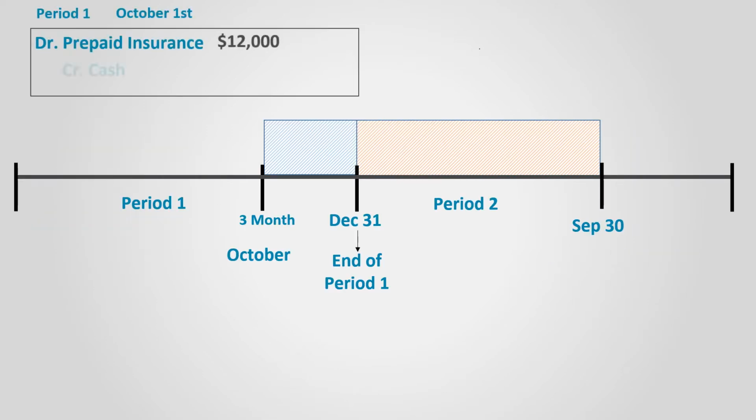At that date, prepaid insurance is debited for $12,000 and cash is credited for the same amount. It is worth mentioning that prepaid insurance is an asset account, as the business owns the right to get the insurance service for a whole year. The insurance policy covers from October 1st in period 1 to September 30th of period 2. The business accounting period ends on December 31st.